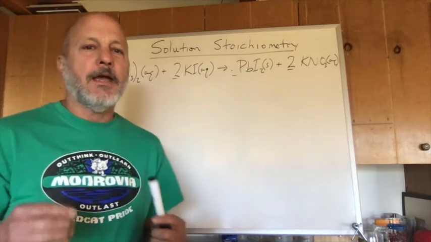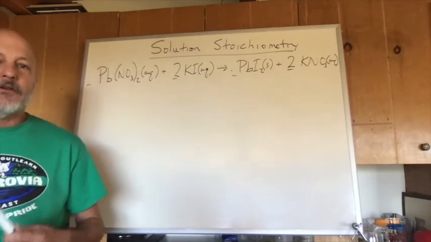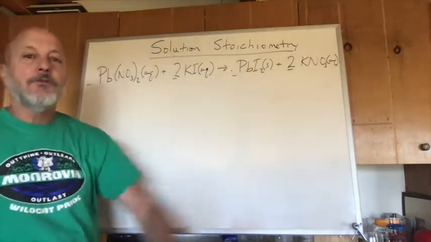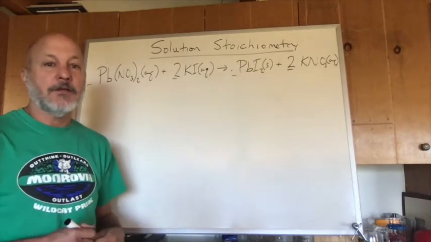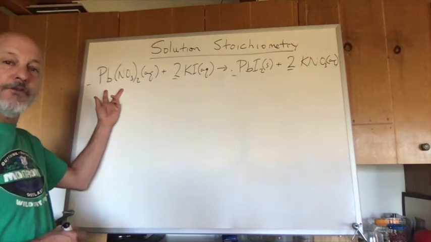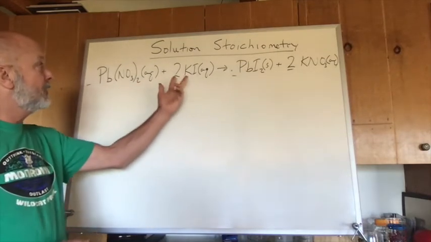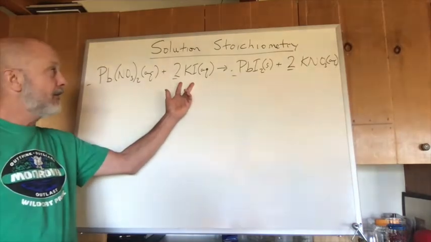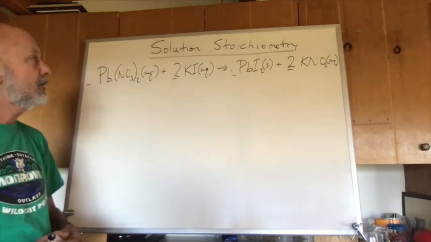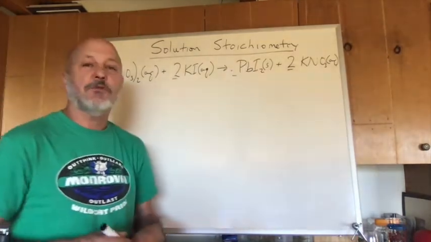Okay, we're going to look at solution stoichiometry. So we're going to look at reactions that occur in aqueous solutions and then track the matter through those reactions, like basic stoichiometry. So we've got a solution for this example reaction. A solution of lead 2 nitrate is mixed with a solution of potassium iodide, and a solid precipitate, lead 2 iodide, will form. And then the potassium and the nitrate will remain in solution.